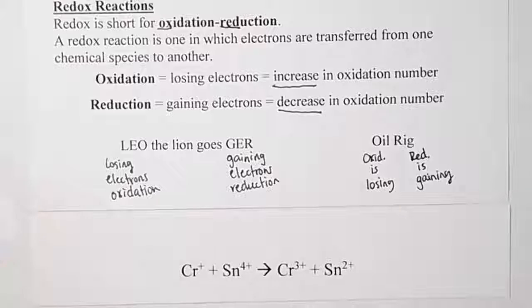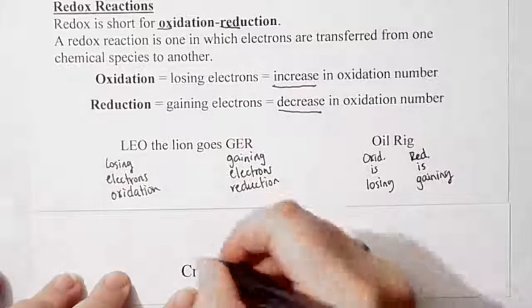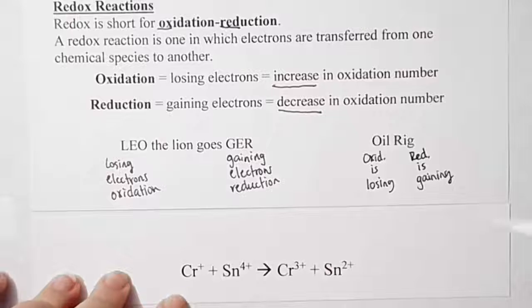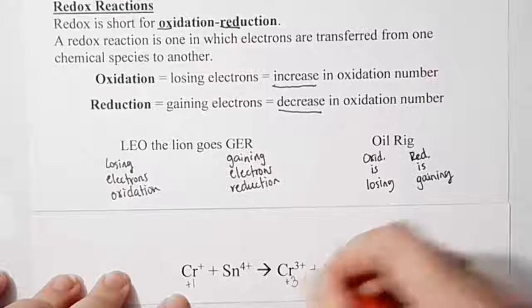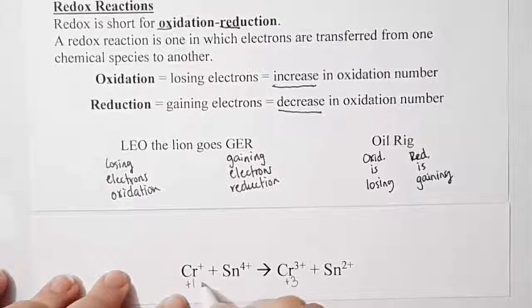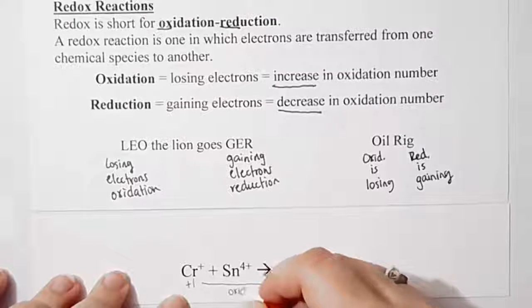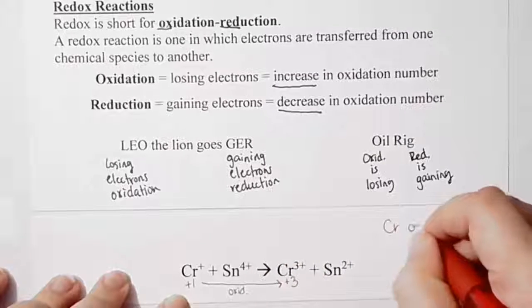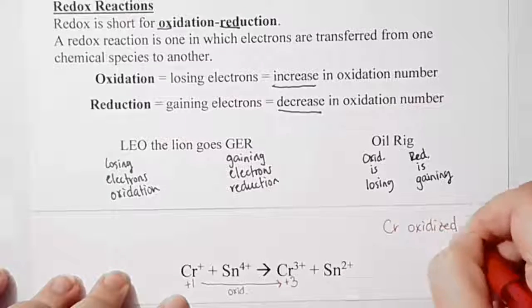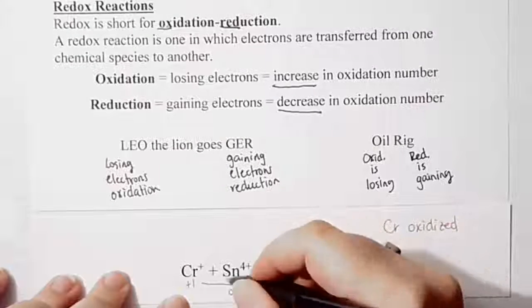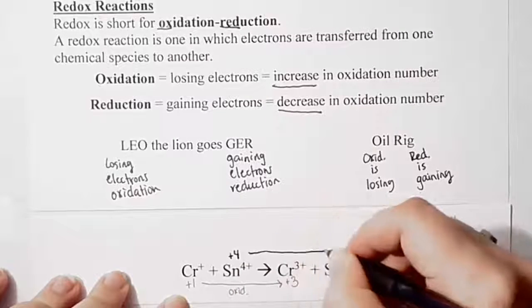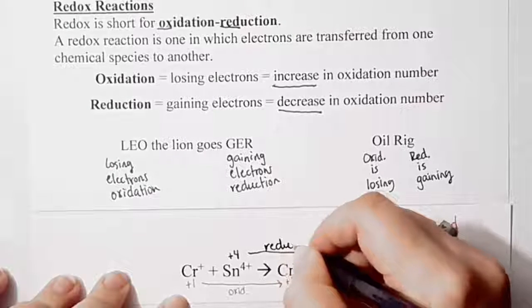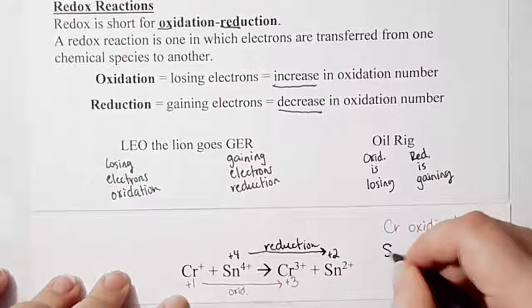Okay. Here I see chromium, which I'm actually going to do down here. So chromium is +1. This chromium is going to be +3. So what's going on from 1 to 3? I see that that is oxidation. So my chromium is oxidized. Looking at tin, it's going to be +4 to +2. That is a decrease in oxidation number, so it is reduction. So my Sn is reduced.